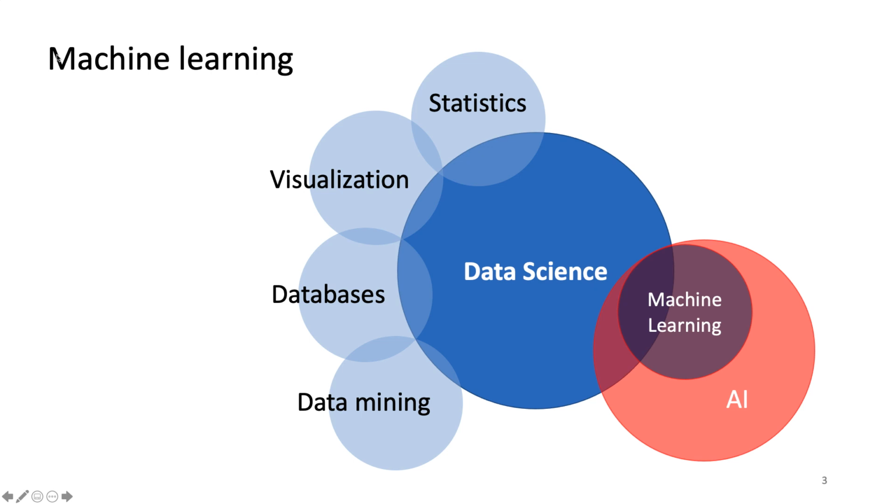Machine learning is an extremely interdisciplinary field of study. It is a subset of AI, artificial intelligence, and intersects with data science. Data science itself is a combination of statistics, data visualization, study of databases, and data mining.